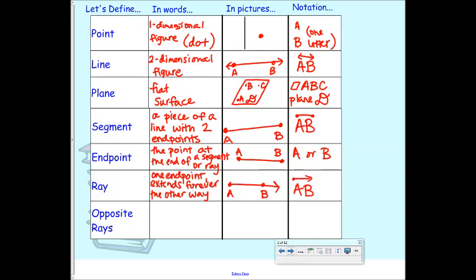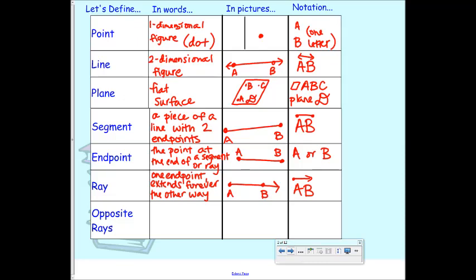Does the order of the letters matter in a ray? Yes. Why does the order matter? Because one is ending and the other. Okay, so A is where it starts, so that has to be your first letter. B is the one that it goes through. So basically the point should go above the start and the arrow should go above where it goes through. All right? For a line and a segment, it doesn't matter. You can flip them.